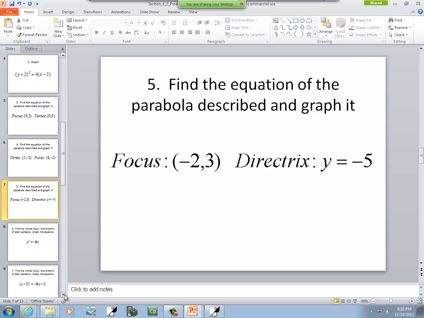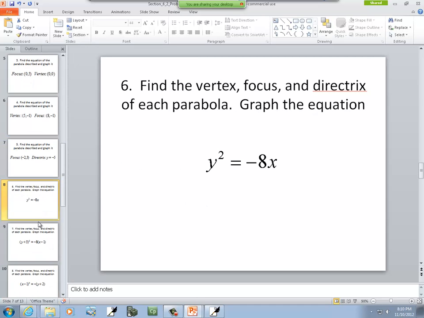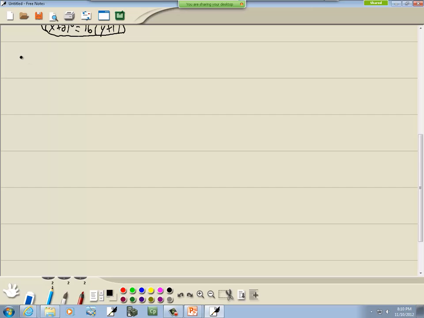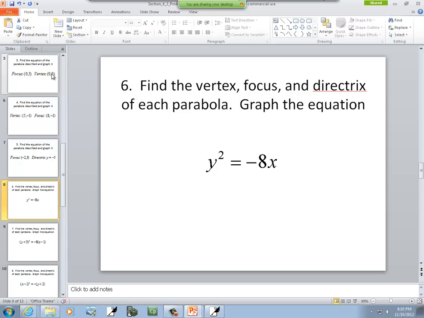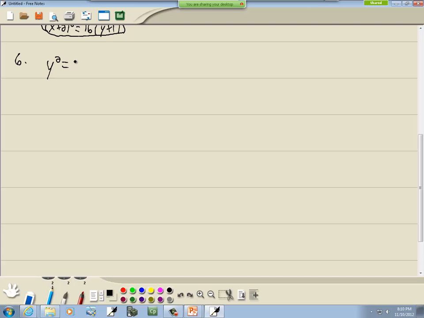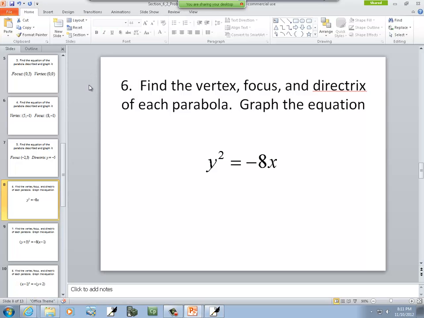Okay, next problem. Grab a drink actually first. This is asking us to identify the vertex, focus, and directrix and graph it. So we have to put them in standard form. This is not much different than the first ones we did. And then they'll progressively get harder.